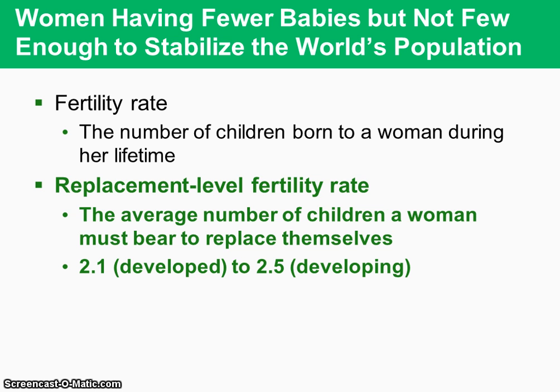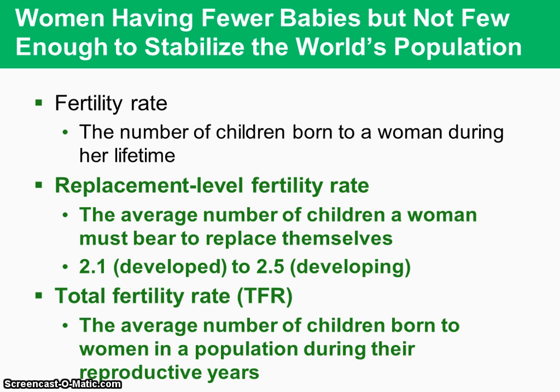So you're going to have the highest replacement level fertility in countries in Africa. You'll have the lowest in countries mostly in Western Europe. They tend to do better than we do with child rearing and infant mortality rate. And again, I said that mostly what we're going to use is called TFR, the total fertility rate, average number of children born to women in a population during their reproductive years. In the United States, it's very close to 2.